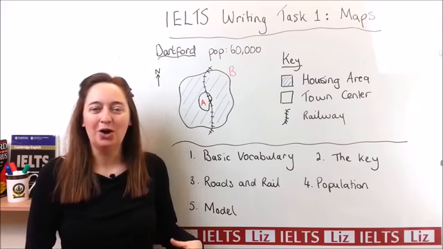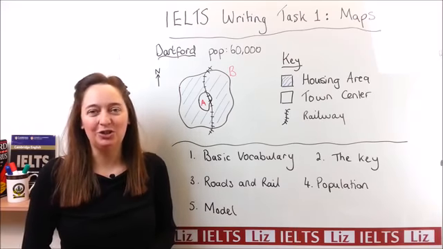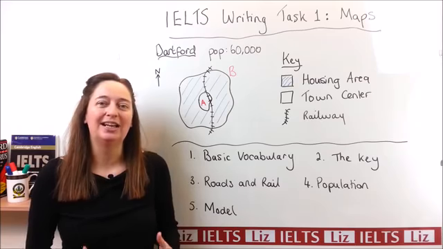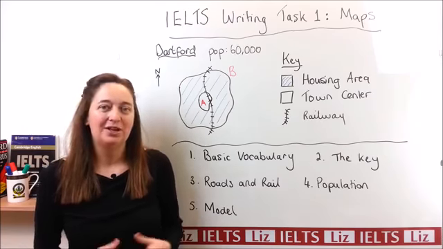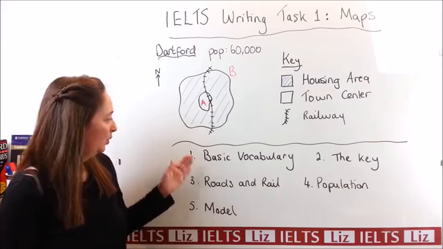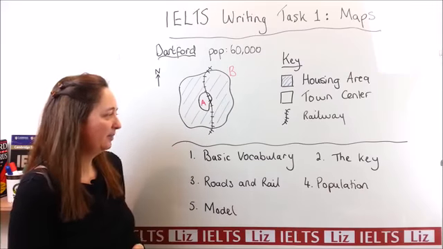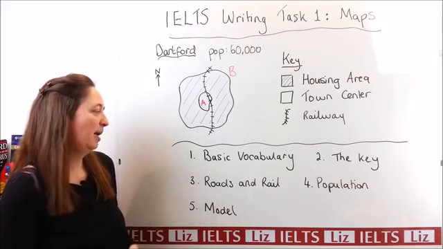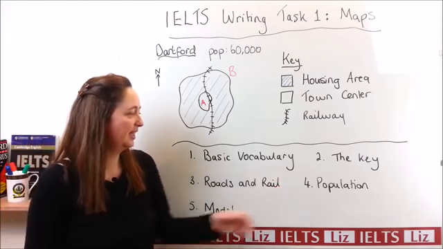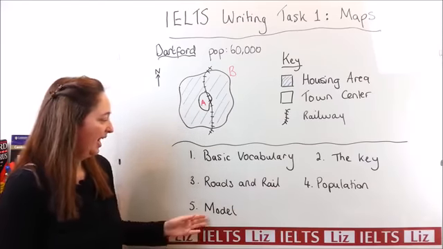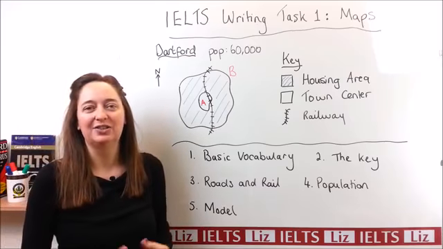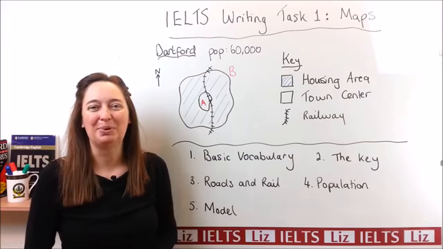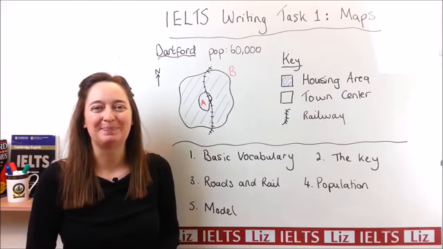Although it is not common to get maps, they do appear and you do need to prepare and learn how to describe a map. So in this lesson we will look at some basic vocabulary, how to use the key, talking about roads and rail, writing about population, and I will also give you a link so that you can see a Band Score 9 model map report for Writing Task 1.